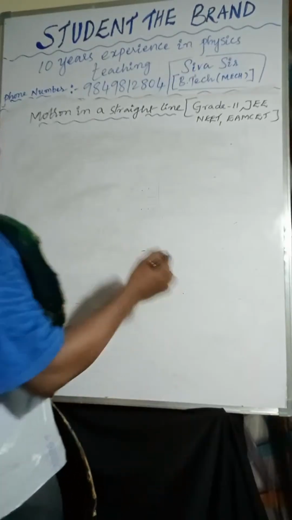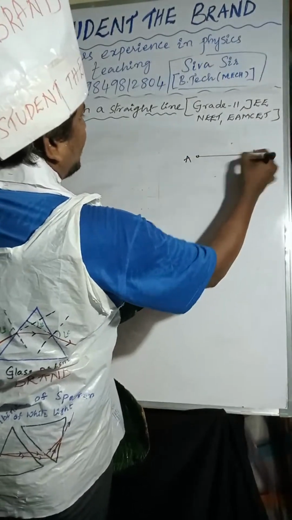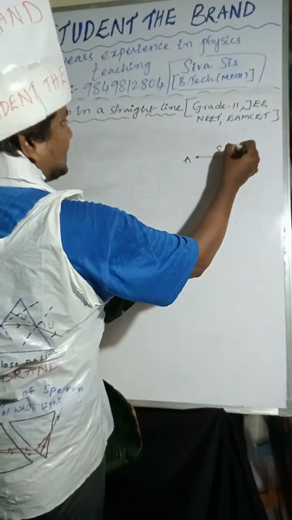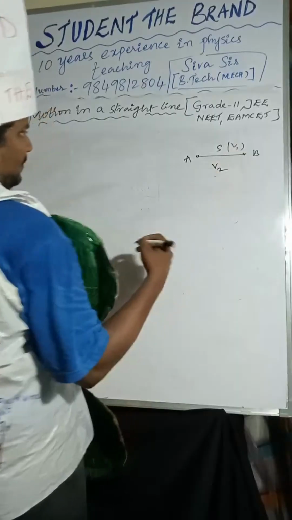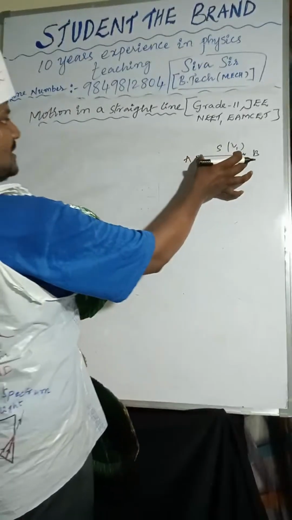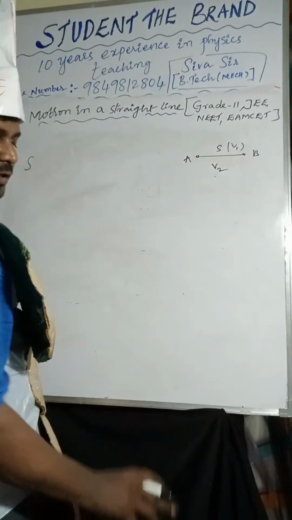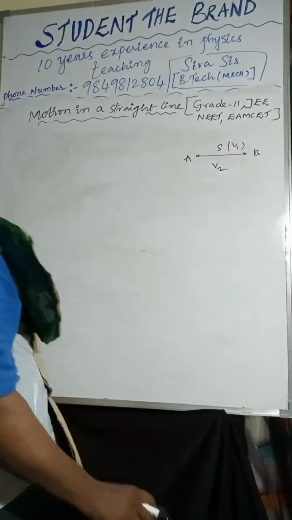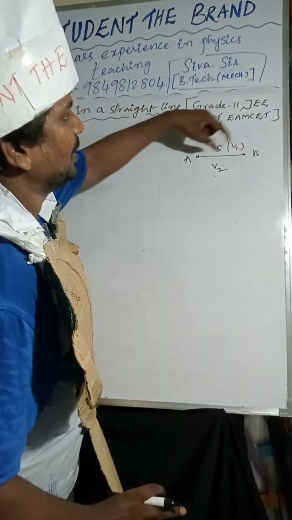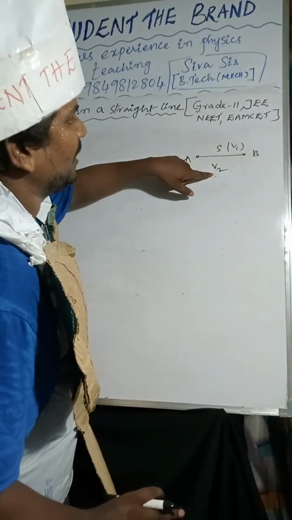So one more case. So this is A to B, and the total distance is S. First it travels with the velocity v1, and again it returns with velocity v2. So with the speed, I'm taking the same distance. Average speed equals total distance by total time taken. So first from A to B, the body traveled with v1. Next, from B to A, the body traveled with v2.